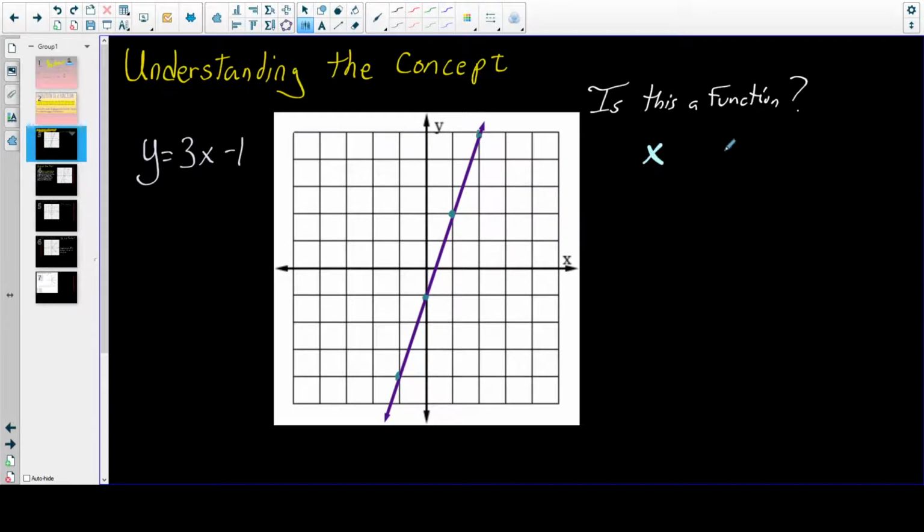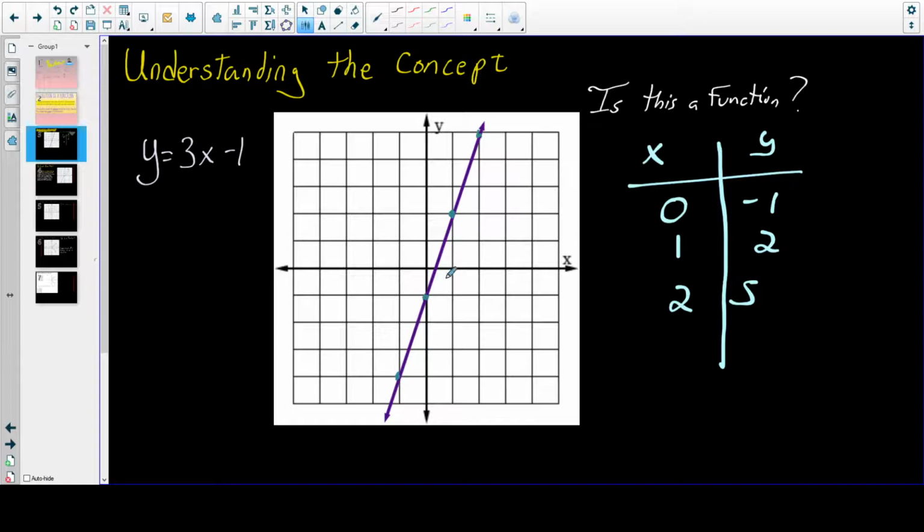So actually, we can write a table. This might be helpful. If I input the value of 0, really the question is, what is my y value going to be in this graph? Now, one way we can do this is we can input the value of 0 into this equation, and it will output the value of y. But I want to do this graphically. So if I input the value of 0, it's going to output the value of negative 1. Let's do another one. If I input the value of 1, it's going to output the value of 2. If I input the value of 2, it's going to output the value of 5.